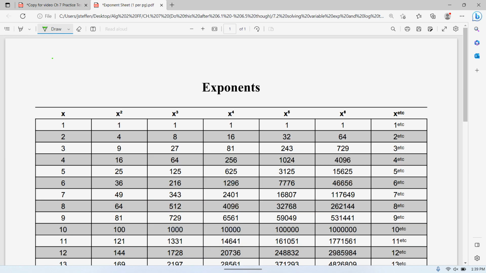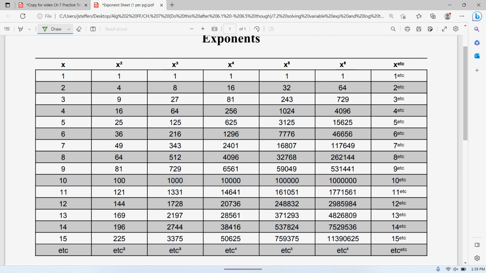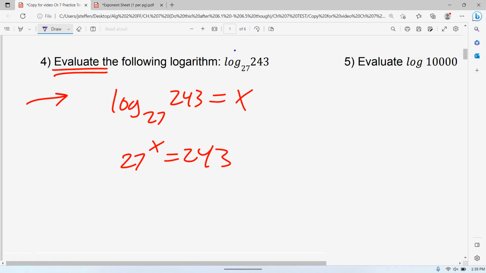Change 27 and 243. There's 27. So I know 3 to the 3rd. And again, this one's a little bit more unique. On the test, I'll make sure it's one that's obvious. Like 16, you guys know it's 4 squared, or 8 is 2 to the 3rd, or 125 is 5 to the 3rd. So I'll try these ones that are a little bit more common.